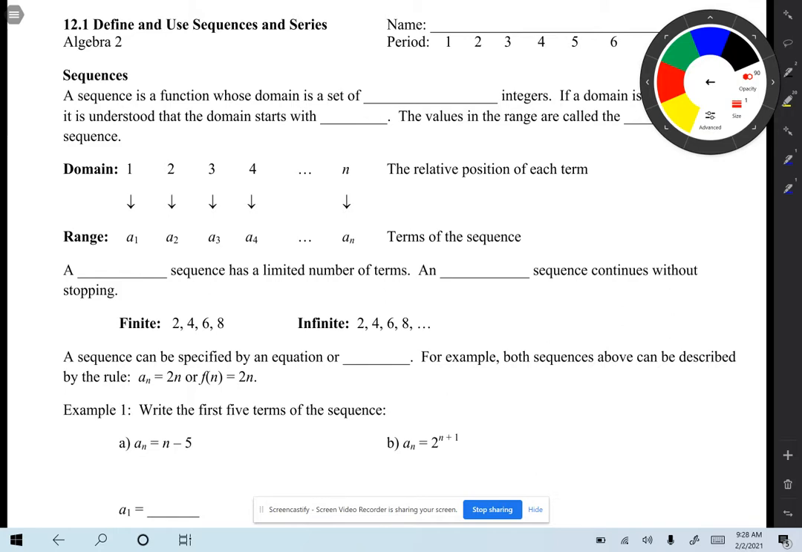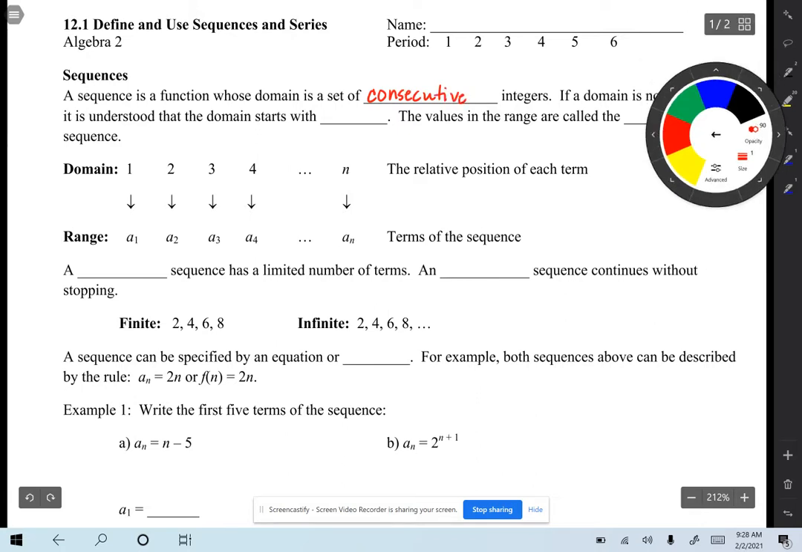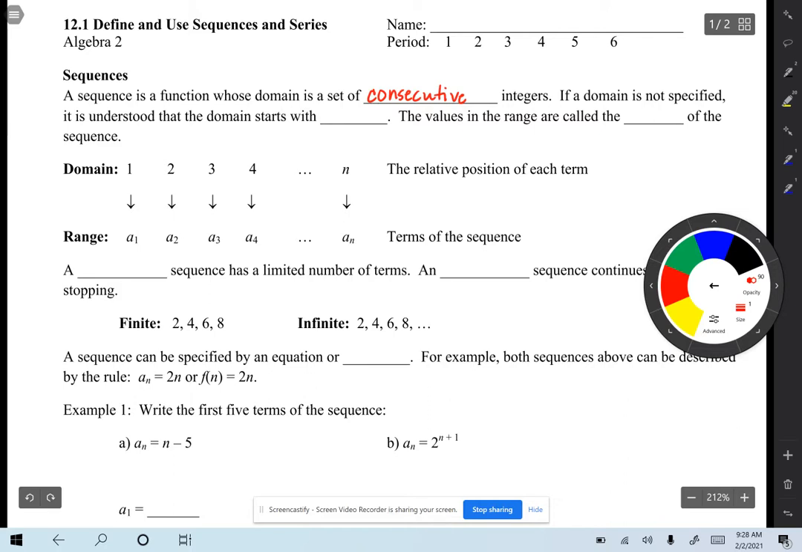A sequence is a function whose domain is a set of consecutive integers. If a domain is not specified, it is understood that the domain starts with 1. The values in the range are called the terms of the sequences.